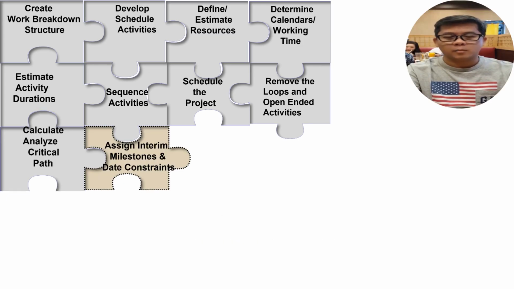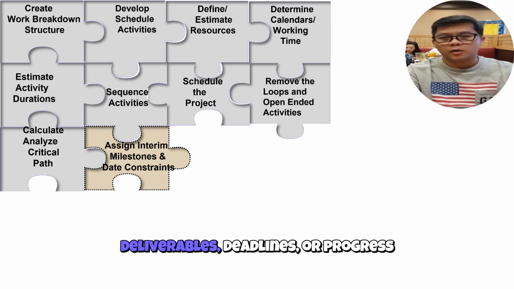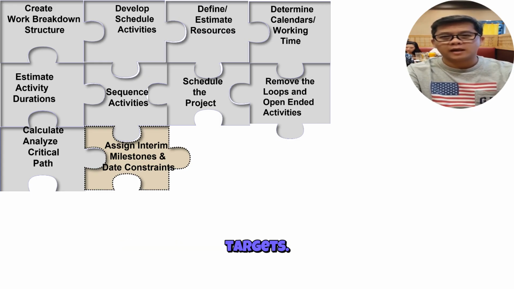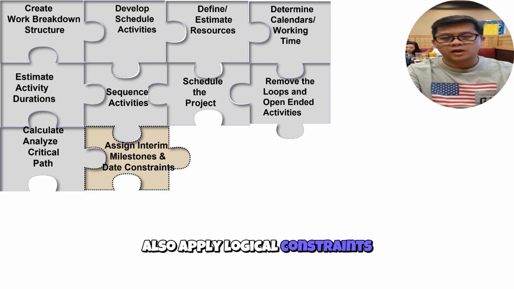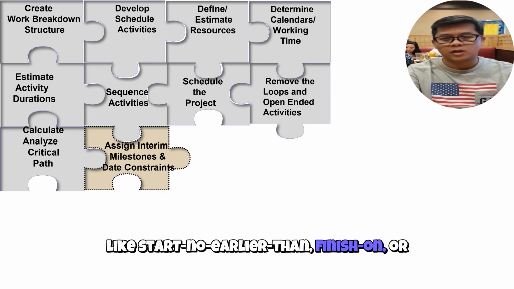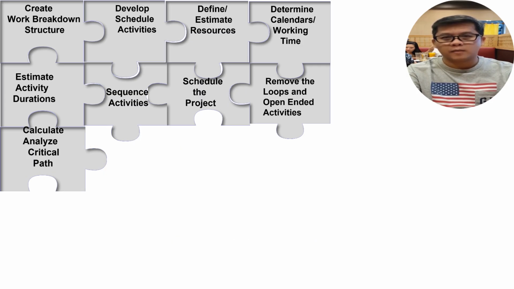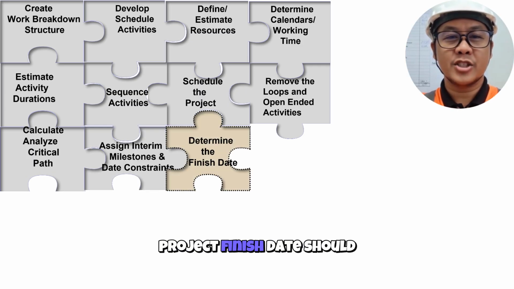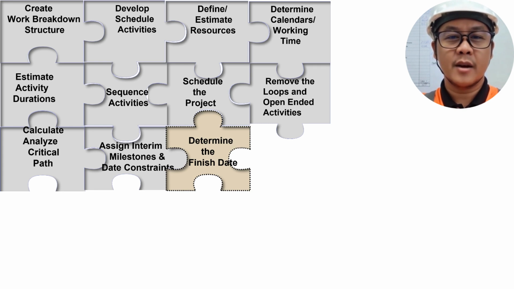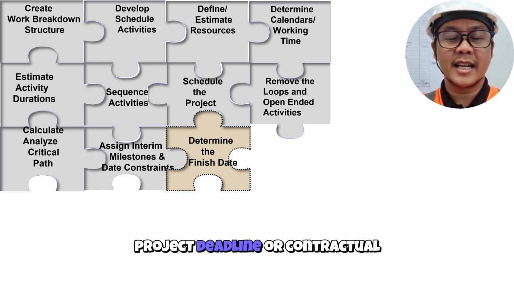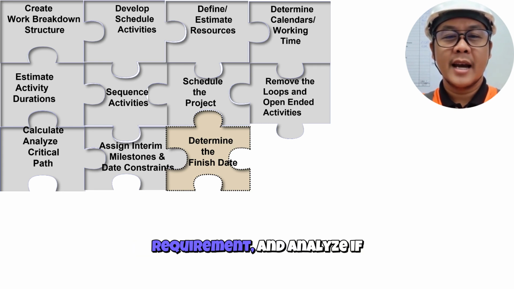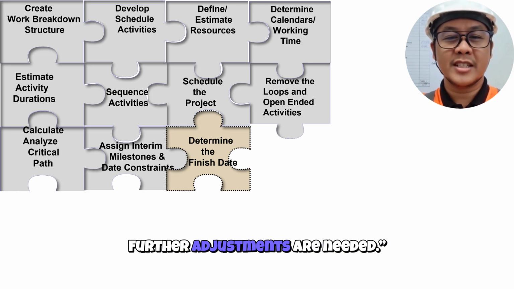We now add interim milestones to represent key deliverables, deadlines, or progress targets. Also apply logical constraints like start no earlier than, finish on, or mandatory finish dates where contractually required. By this point, the project finish date should be clearly calculated. Cross-check this against the project deadline or contractual requirement and analyze if further adjustments are needed.